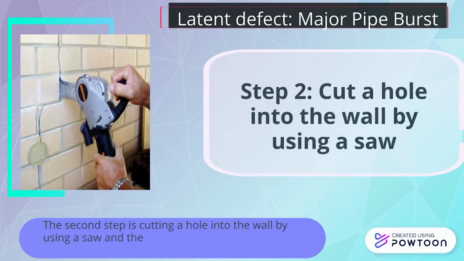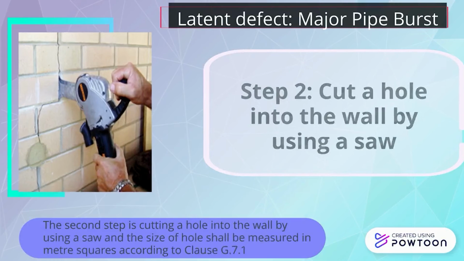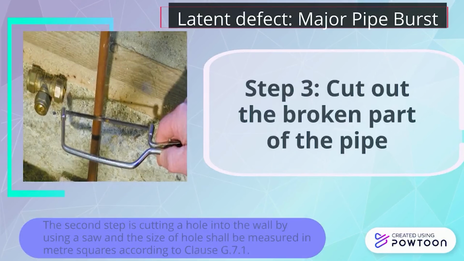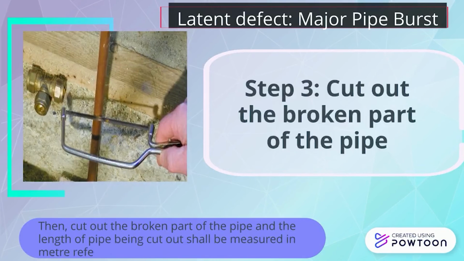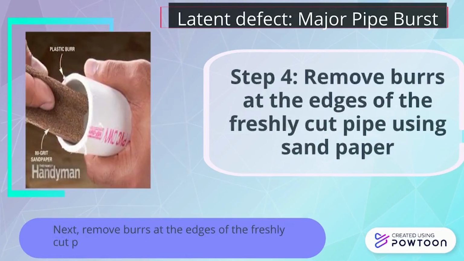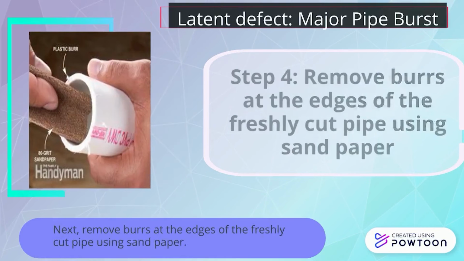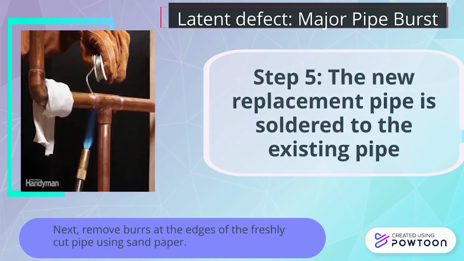The second step is cutting a hole into the wall by using a saw, and the size of the hole shall be measured in square meters according to clause G7.1. Then, cut out the broken part of the pipe, and the length of the pipe being cut out shall be measured in meters referring to clause Q8.1. Next, remove burrs at the edges of the freshly cut pipe using sandpaper.